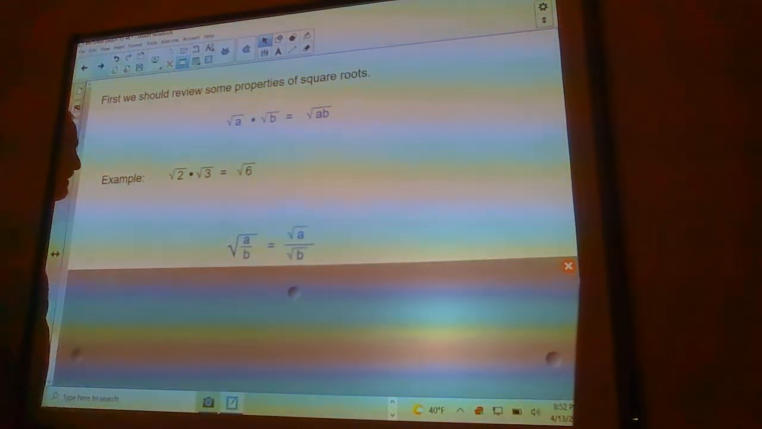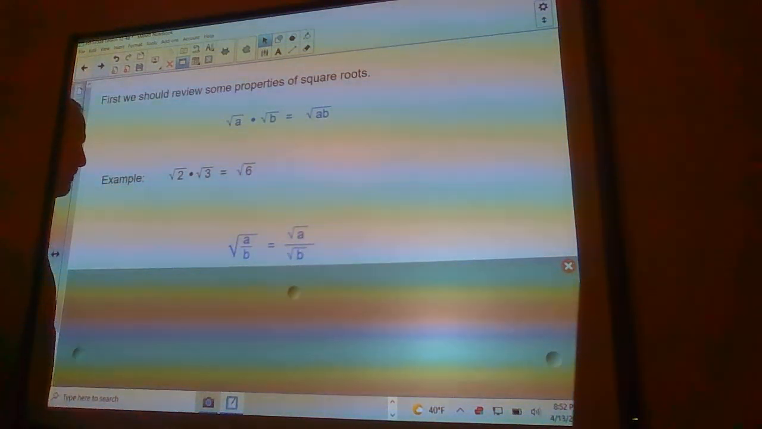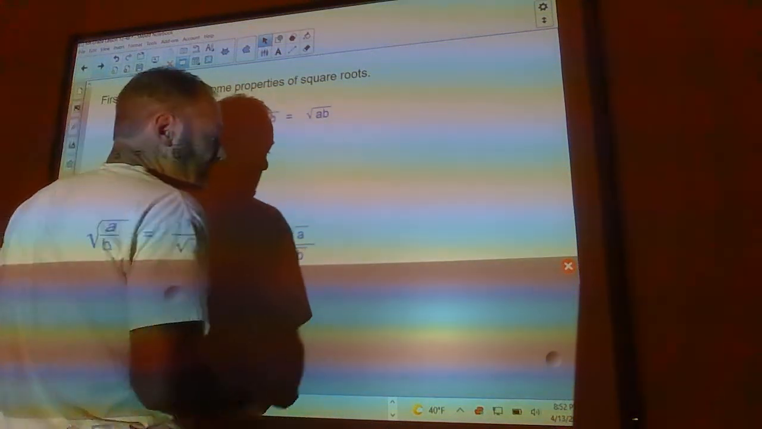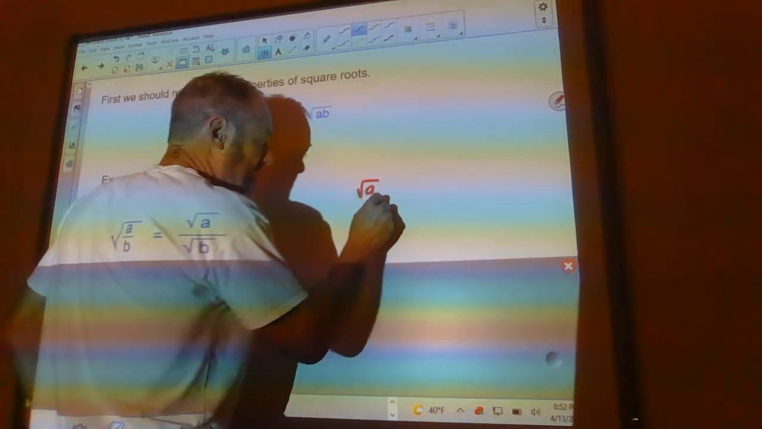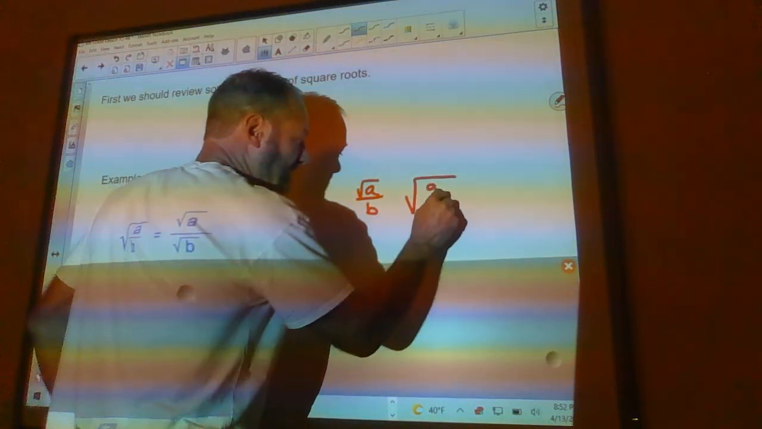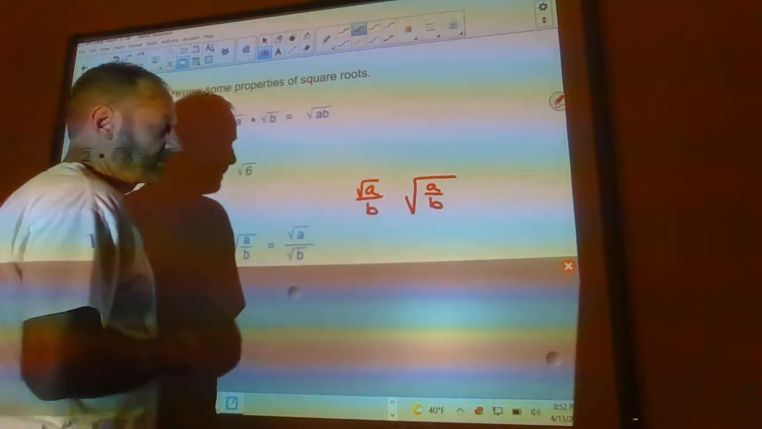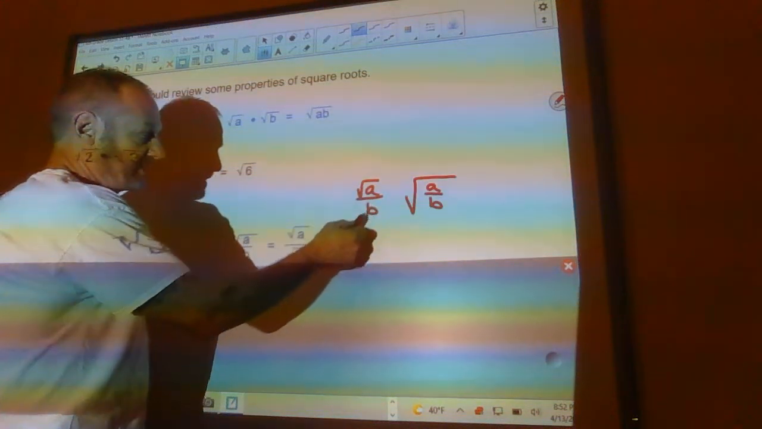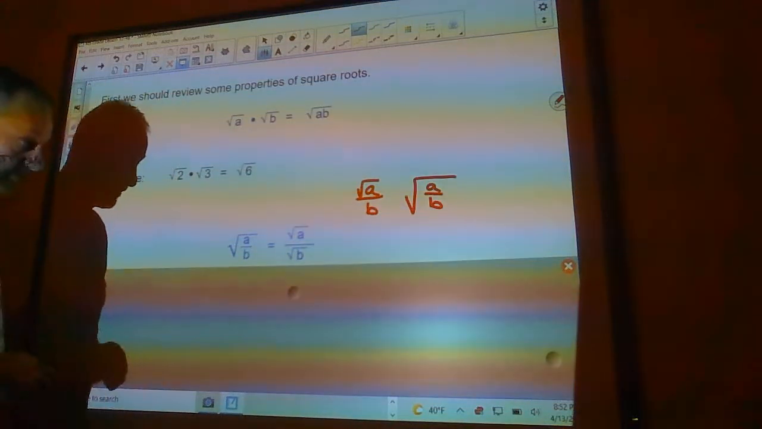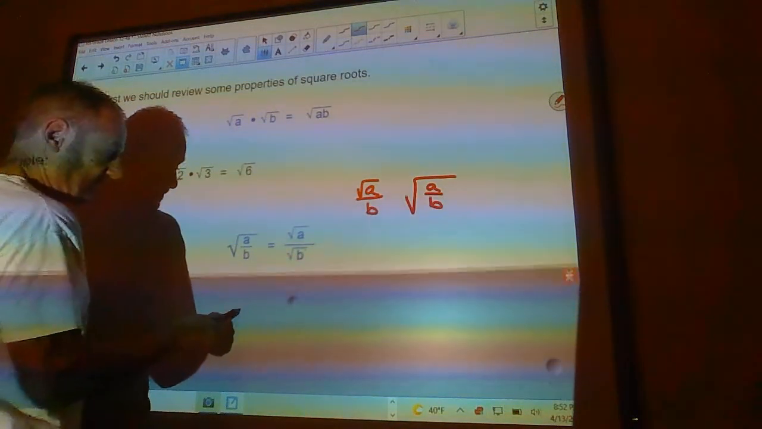Now the next property would be that the square root of a over b is the square root of a over the square root of b. So I'm going to square root both the top and the bottom. Now you got to be careful because sometimes you have something like this, and sometimes you have something like this. This just means the square root of a divided by b. This means the square root of a divided by the square root of b. Those are not the same thing.